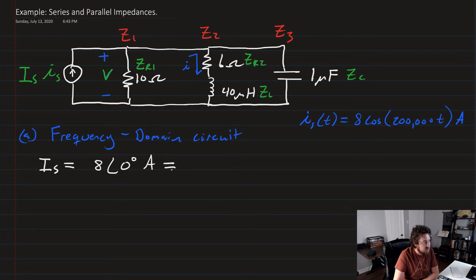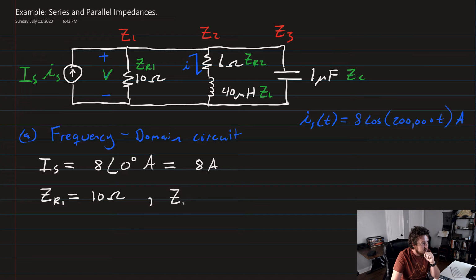And let's go ahead and use the rectangular forms since we need to use these for calculations. This one's pretty easy. Cosine of 0 degrees is 1, sine of 0 degrees is 0, so this one is actually just going to be 8 amps as a phasor. So that's pretty easy. Let's do the resistors now. ZR1 is pretty easy. That's just, remember, 10 ohms. And let's have ZR2, and that's equal to 6 ohms.